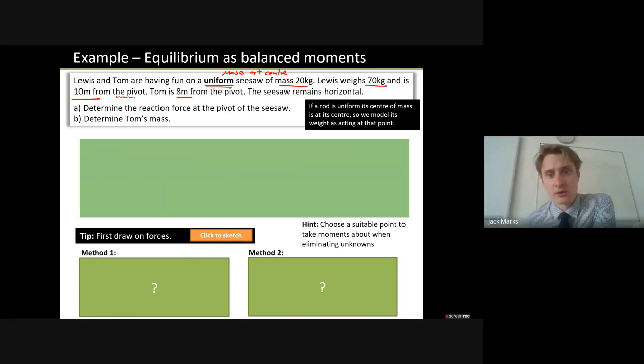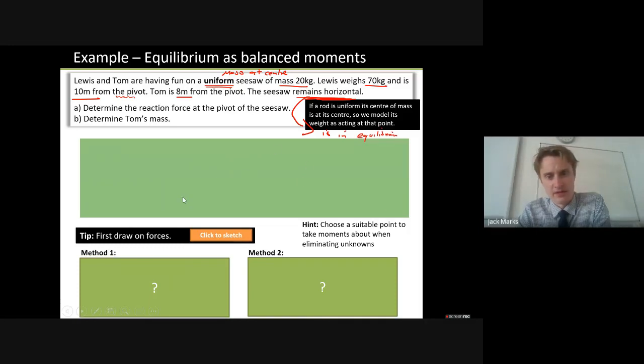The seesaw remains horizontal. Right. This is another way that they are saying it is in equilibrium. If it weren't in equilibrium, it wouldn't stay horizontal. So this is about the rotation, really. But we just talked about this. This is equilibrium, really. Okay. So how do we solve this? Well, first of all, we need a diagram. So I want you to picture this and really have a go at what it would look like, and think about what you would draw on your diagram to compare.